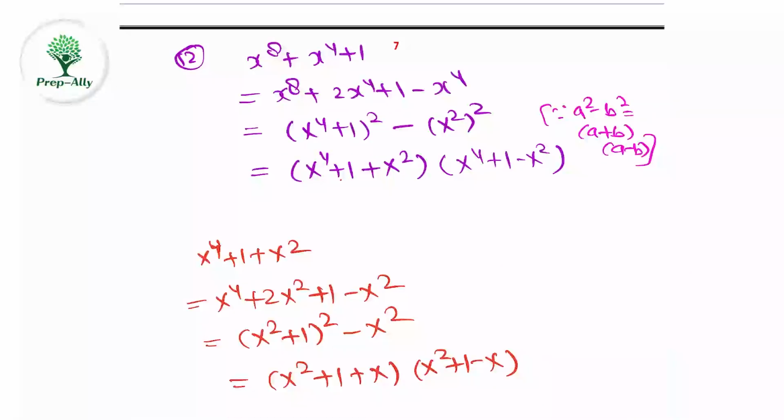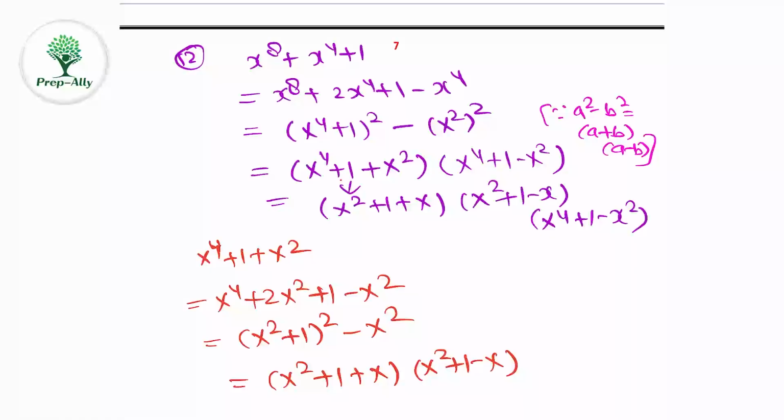So basically this factor we can substitute here: x square plus 1 plus x, x square plus 1 minus x, and here we are getting x raised to power 4 plus 1 minus x square. Now we have to check which option is correct.